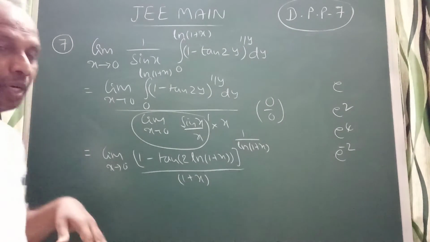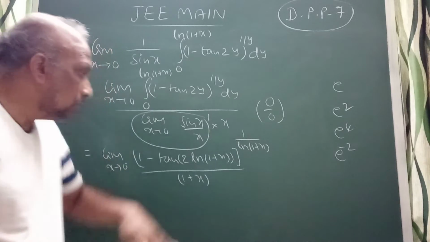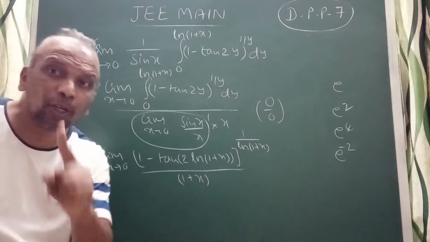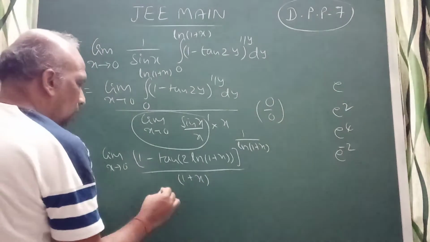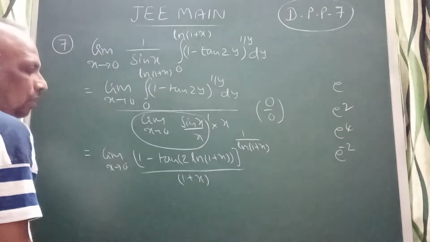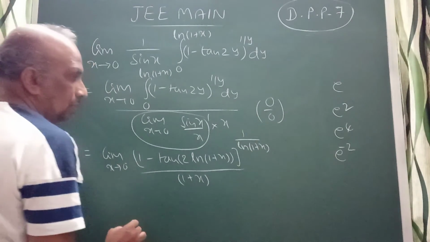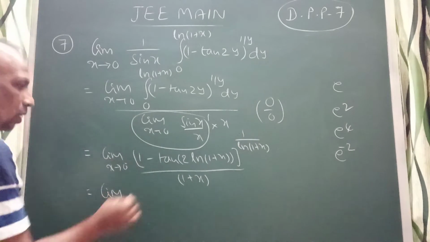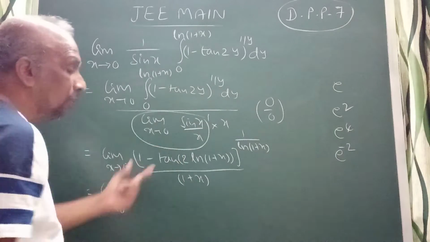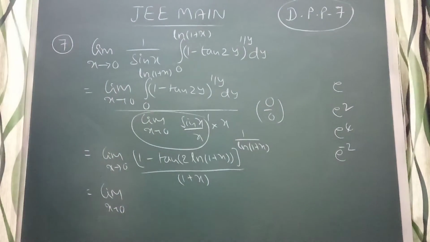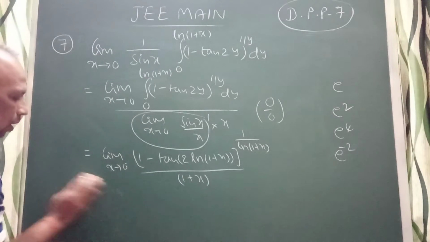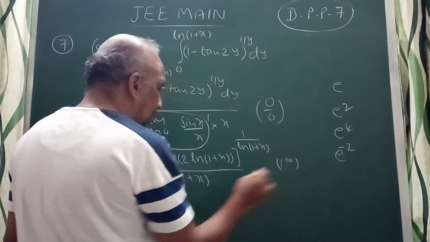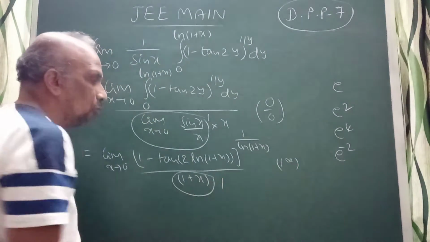Now you can see again, apply the limit. The limit of the denominator should be 1. If I apply the limit, the numerator will become 1 power infinity form. Observe here, whenever I apply the limit, the numerator becomes 1 power infinity form, and the denominator limit will be 1.